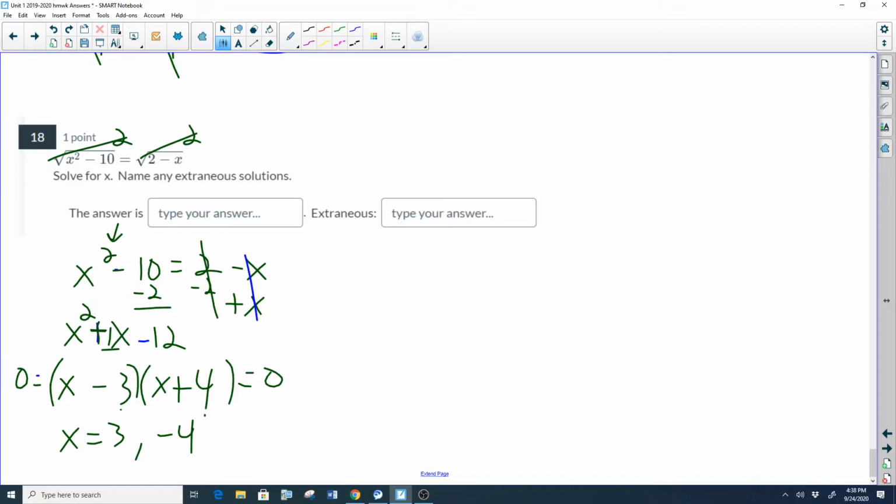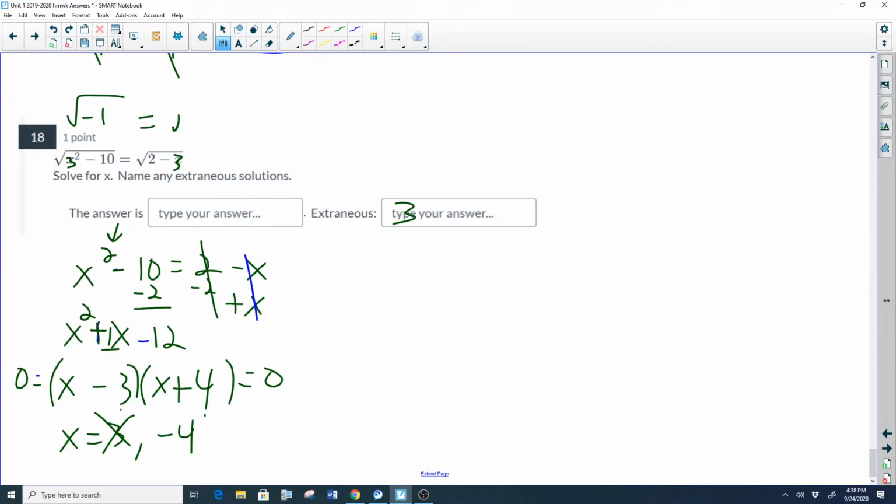Okay, so then we plug those in. And maybe one of them doesn't work. We'll see. Let's see here. The answer is, so we're going to plug a 3 in. 3 squared is 9. 9 minus 10, negative 1. That's not going to work. So that's our extraneous already. Just found it. Because if you plug a 3 in, 2 minus 3 is negative. I guess they equal each other, but they're imaginary.